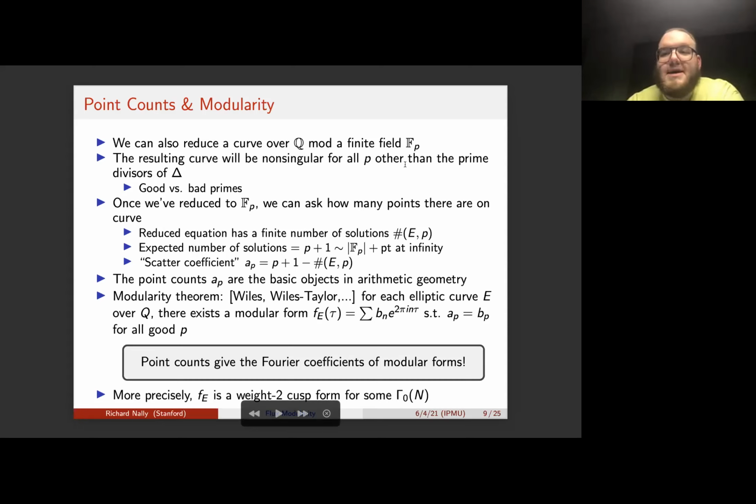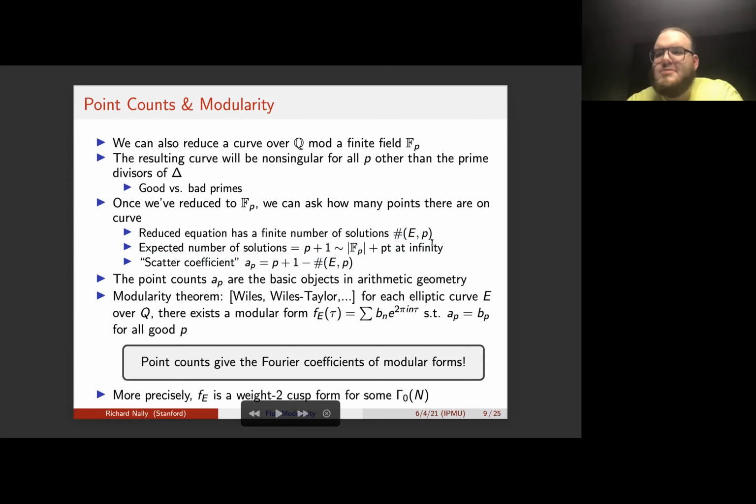And we say a prime p is good if the curve is smooth mod p, and bad if the curve is singular mod p. So importantly, once we've reduced over Fp, there have to be a finite number of solutions. Over Q, there can a priori be a finite or infinite number of solutions. But over Fp, there can only be a finite number of solutions because each of x and y can only take finitely many values. And so we call the number of solutions E_p, where E is the elliptic curve and p is the prime.